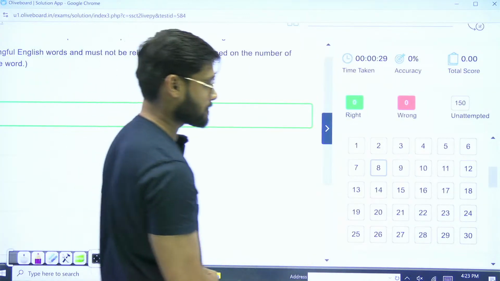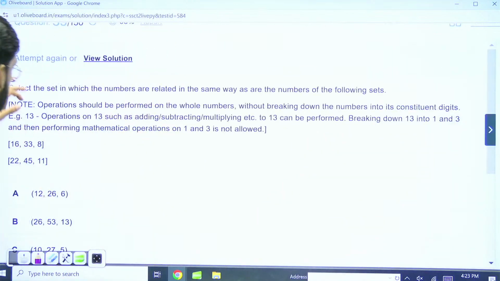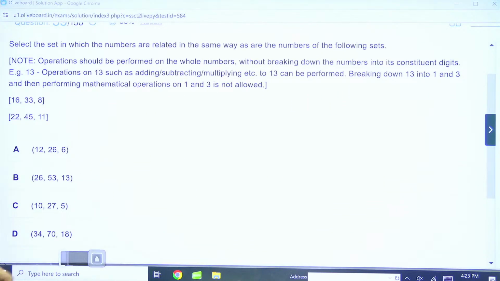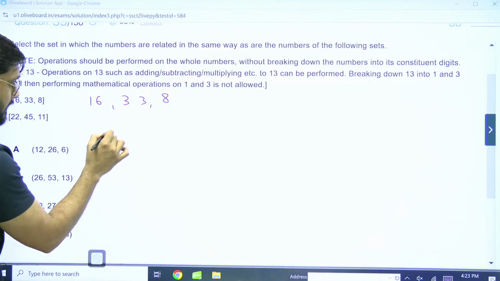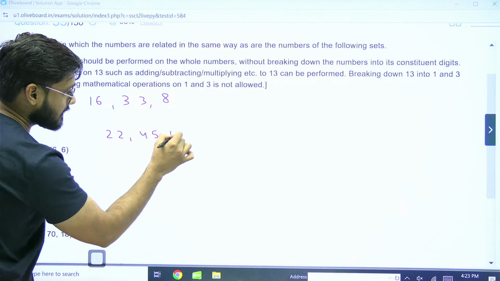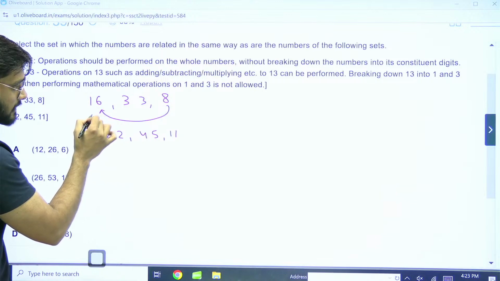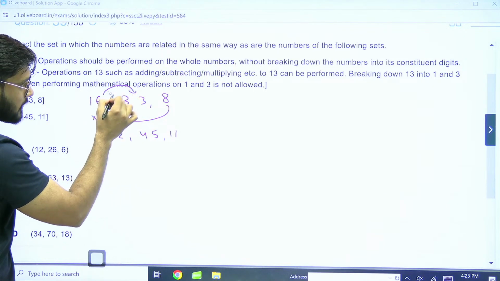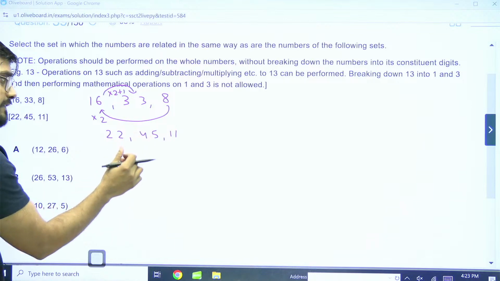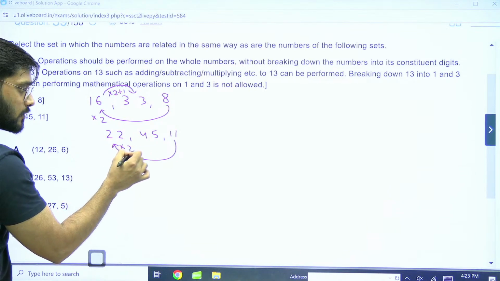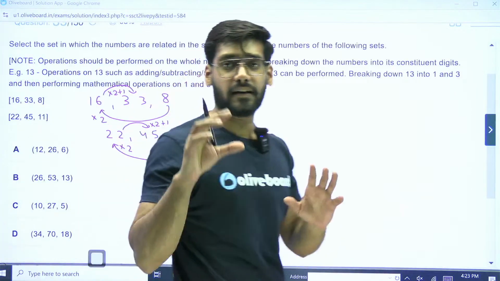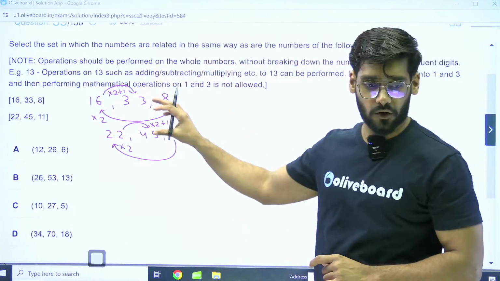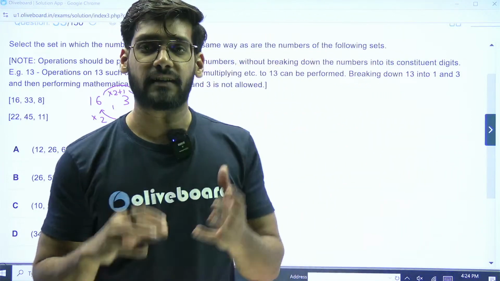Next question, 9th question on our screen. Let's see what should be the right answer for this one. The numbers given are 16, 33 and 8, and then 22, 45 and 11. You can directly see the pattern. 8 doubled is 16, and 16 to 33 is multiply by 2 plus 1. Applying the same logic in the second set, 11 doubled is 22, and 22 to 45 is multiply by 2 plus 1. So we need to apply the same logic in one of the given options.